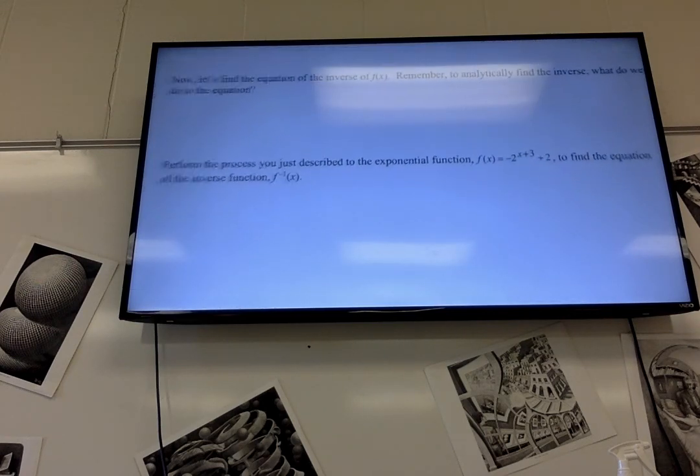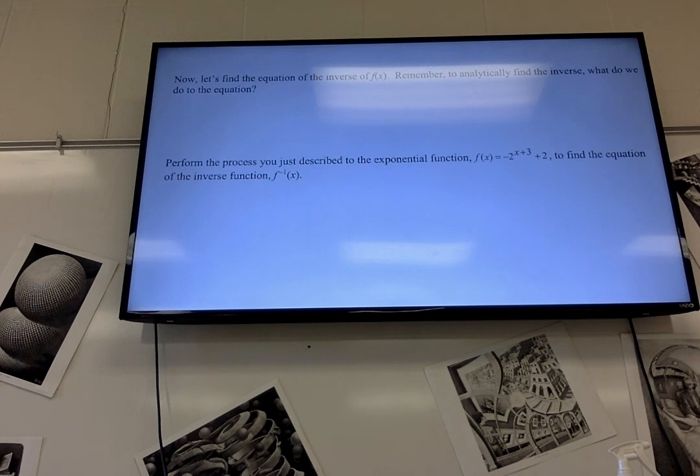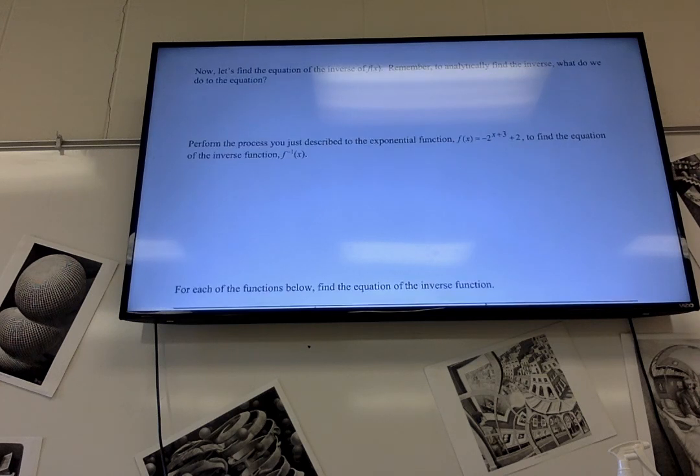Okay, so we're going to find the equation of the inverse of f of x. So we had a bunch of steps, but in a nutshell, just to review, it says analytically, that's with an equation, as opposed to on a graph. We just did it graphically. We're going to switch x and y in the equation.